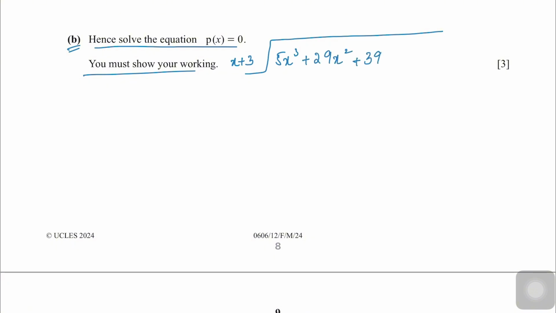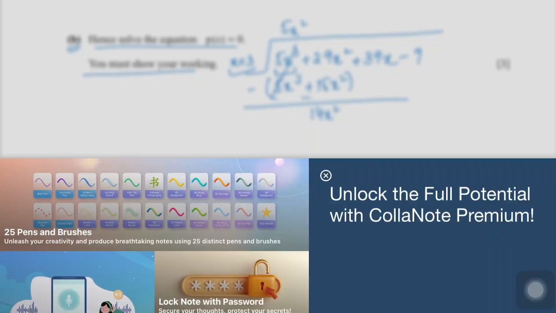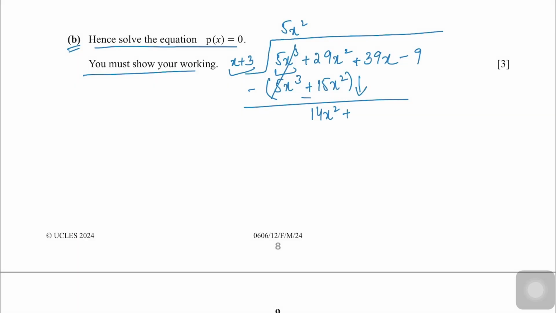This is 39x, negative 9. Then to get our 5x cubed, we'll be multiplying this by 5x squared. So this would be 5x cubed plus 15x squared. This would be multiplied by negative, so this would be negative, and we'll be getting our answer as 14x squared. This would come down as 39x.